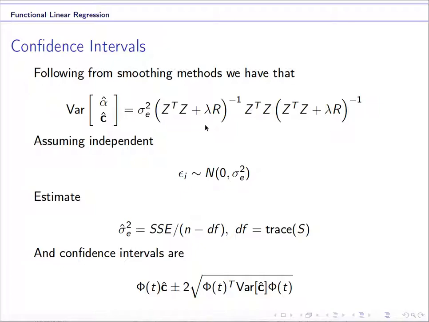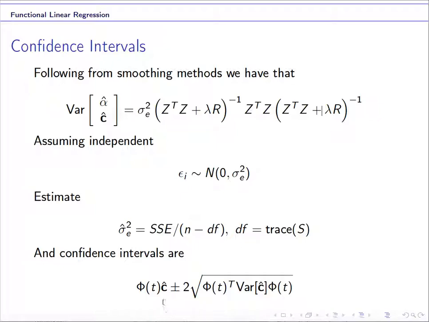Because these parameters are a matrix times y, the variance of these parameters will be just this matrix times the variance of y. The variance of y is sigma e square times the identity matrix, times this matrix. So we can write down the variance of these parameters in this way. Also, if we assume that the random measurement error epsilon i is i.i.d. and follows a normal distribution with mean 0 and variance sigma e square, we can estimate sigma e square by the sum of squared errors divided by n minus the degrees of freedom. Here, the degrees of freedom is the trace of S, the projection matrix, the hat matrix S.